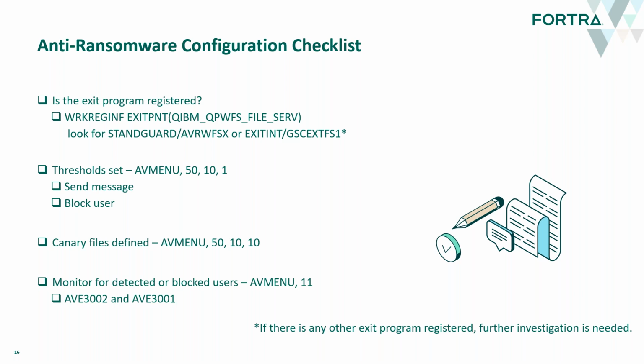You also want to monitor for those detected and blocked users. So it'll be in the AV message queue, and those are the message IDs. So make sure you're monitoring for those. This is something your security team needs to know about. If somebody's been detected doing that, you need to know about it. You need to react quickly because there is a problem in the network.